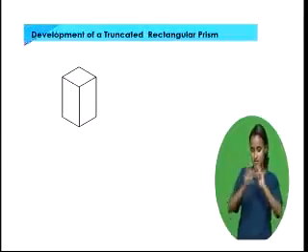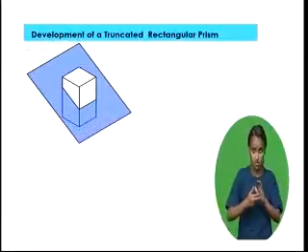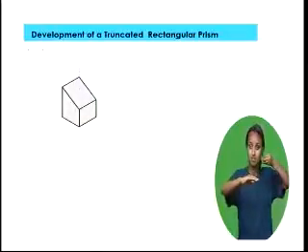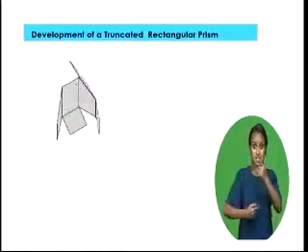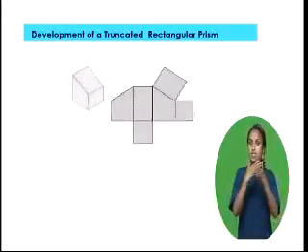Do you know what a truncated prism is? Let's see. A truncated prism is a prism which has one base cut off by an inclined surface. In order to develop the pattern of truncated prism, we should follow the following steps.